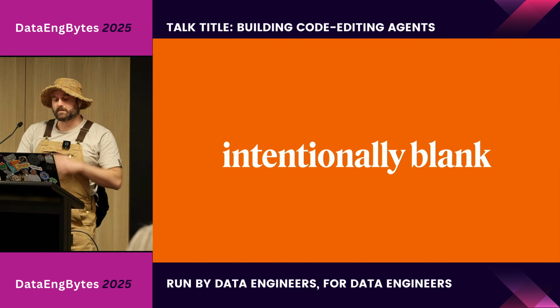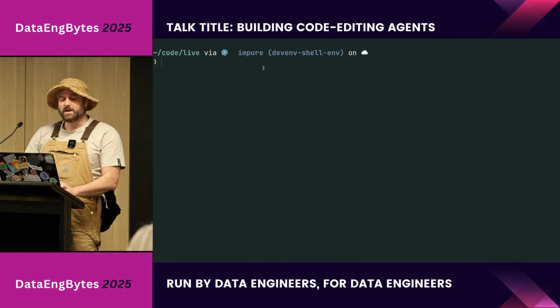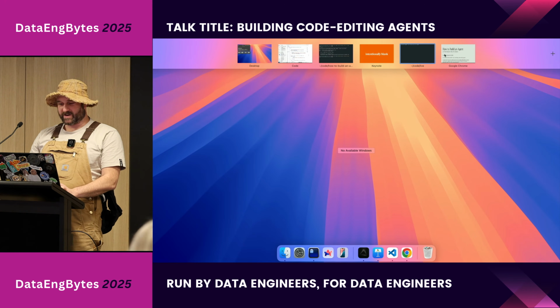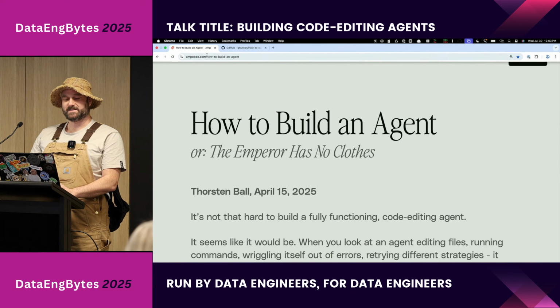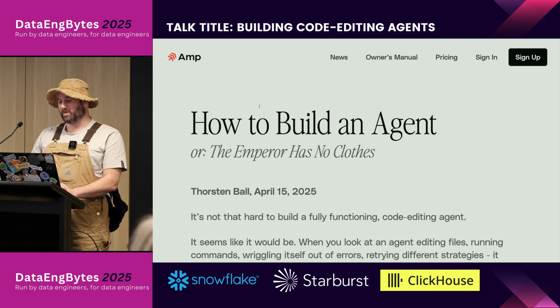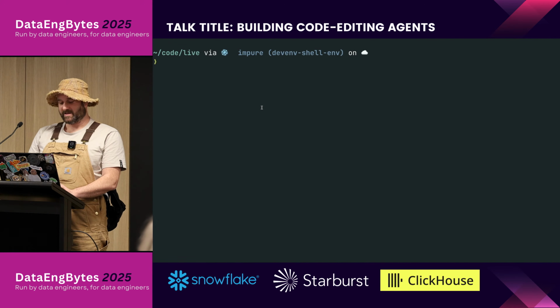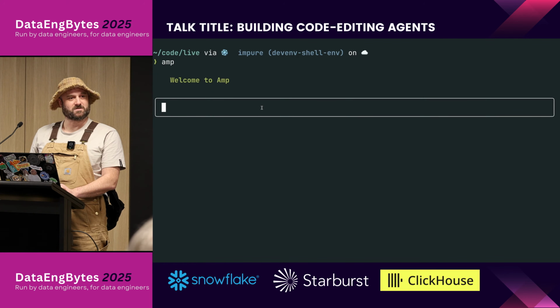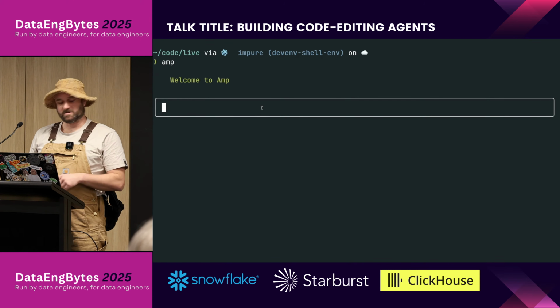So this slide is intentionally blank because we are now in 2025. It is now the norm to have concurrency in doing work. So what better way to do 2025 than to build the agent while I do the talk? And we'll come back and have a look at it at the end of the talk.